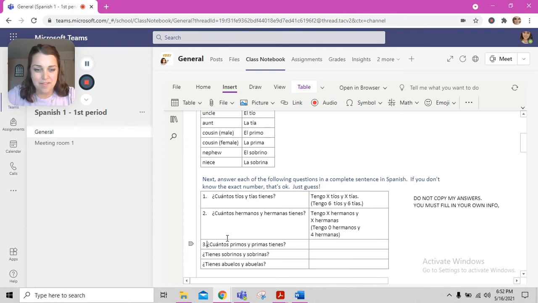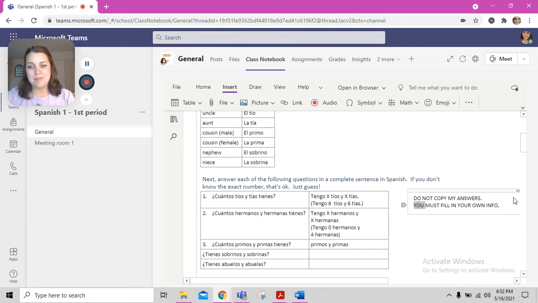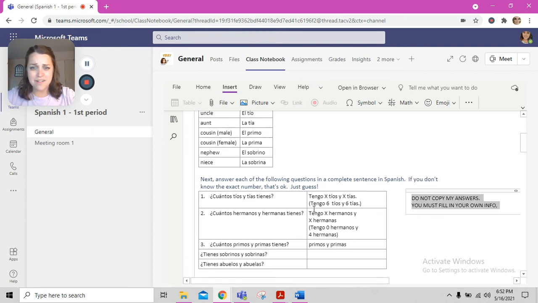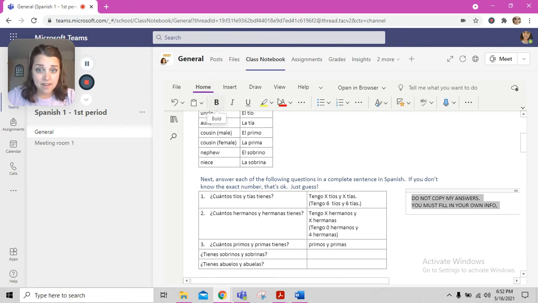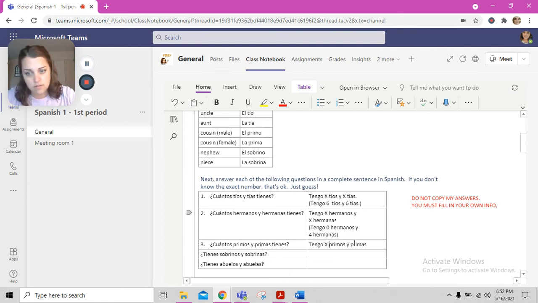Question number 3. ¿Cuántos primos y primas tienes? So how many? ¿Cuántos is how many? Primos, male cousins, and primas, female cousins, do you have? Now this one always cracks me up because people are like, I don't even know how many I have. I don't know. Ballpark it. I'm not calling anybody to check, okay? So you're gonna say tengo a certain number of primos y a certain number of primas.